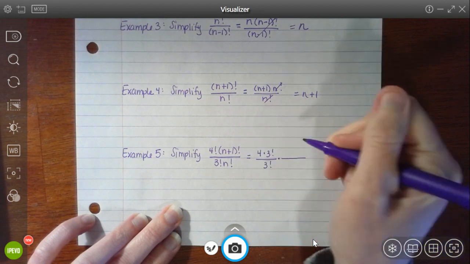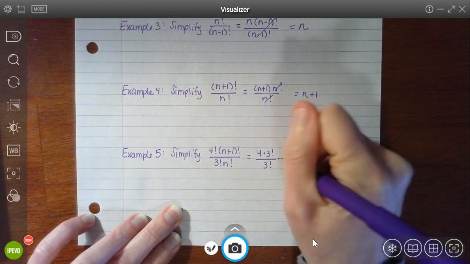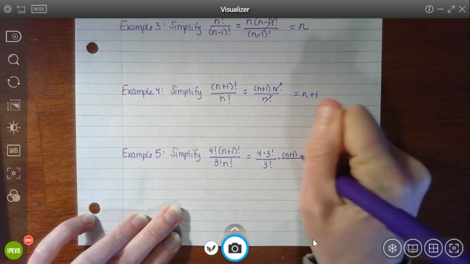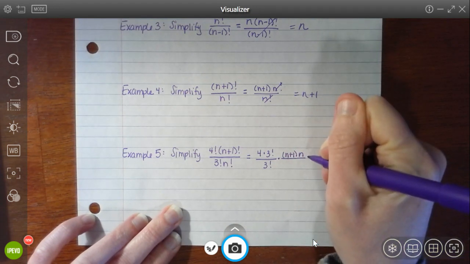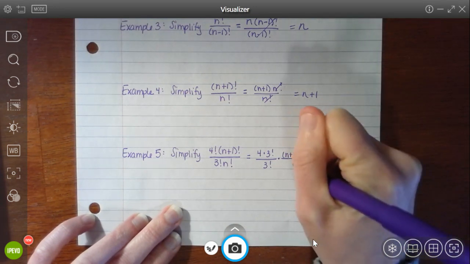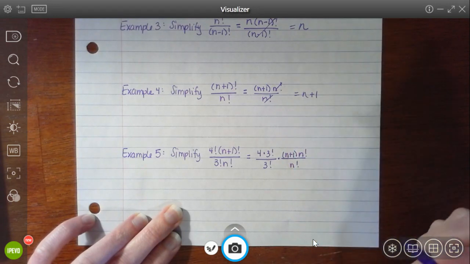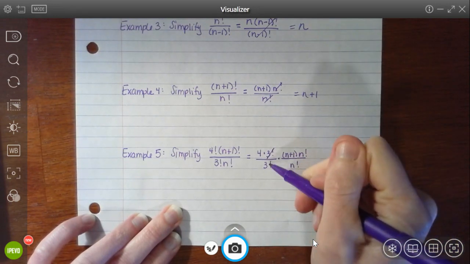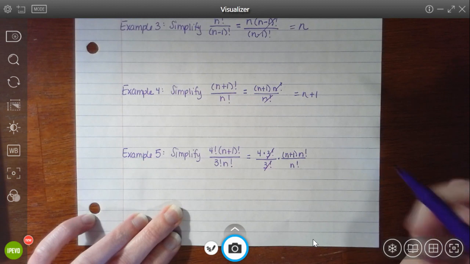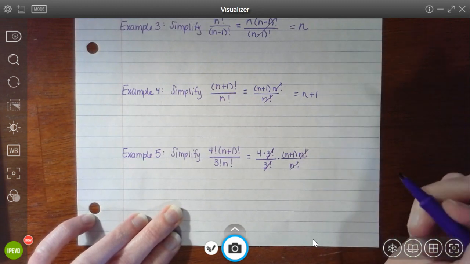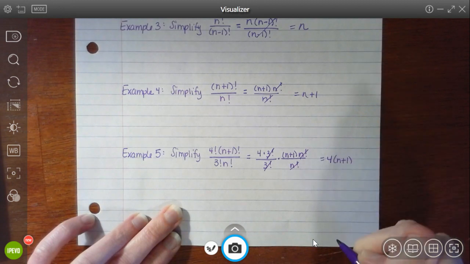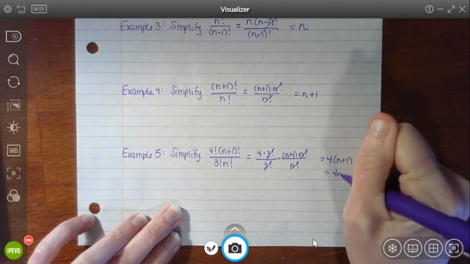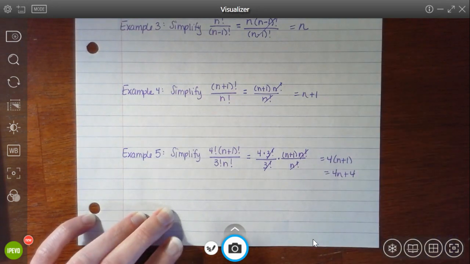And then for my n's, the n plus 1 would be my bigger number. So I'm going to take n plus 1, multiply by n, my next decreasing value, by subtracting 1. And again, that's going to match with that n factorial that was in my denominator. So now I can cancel the 3 factorials, and I can cancel those n factorials. So my answer would be 4 times the quantity of n plus 1, or if you wanted to distribute that, 4n plus 4.